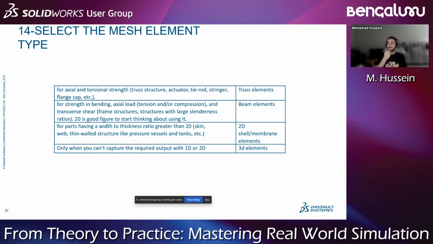Truss elements are only for axial and torsional strength. Beam elements are for strength in bending and axial load. 2D elements are for parts having a width to thickness ratio greater than 20. One of the most used cases is pressure vessels and tanks. 3D elements are for whenever you cannot use any of the top three types.